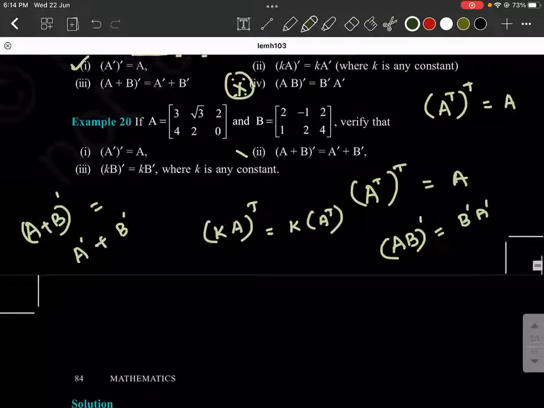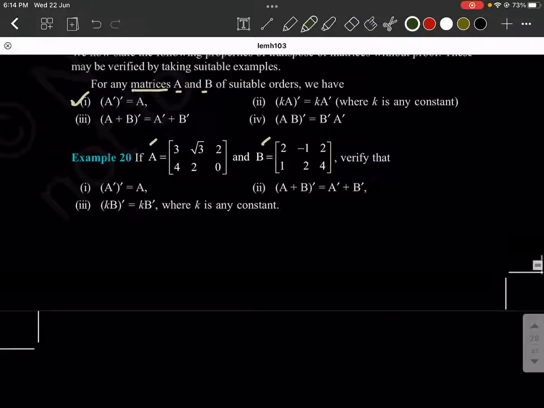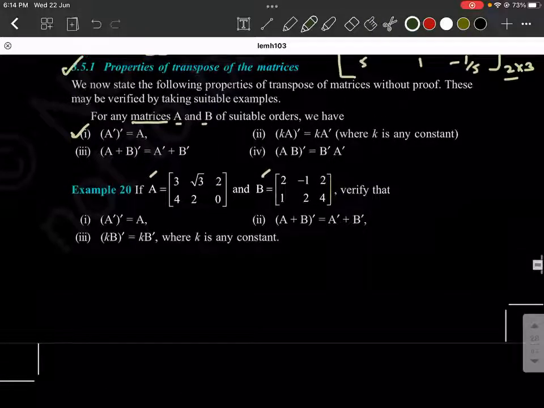So having said this, can we try out a few problems? By now you should have understood one thing. Whatever properties you are learning, problems are based on those properties only. For example, here A is a matrix and B is a matrix of suitable order. They're asking us to verify the corresponding properties.